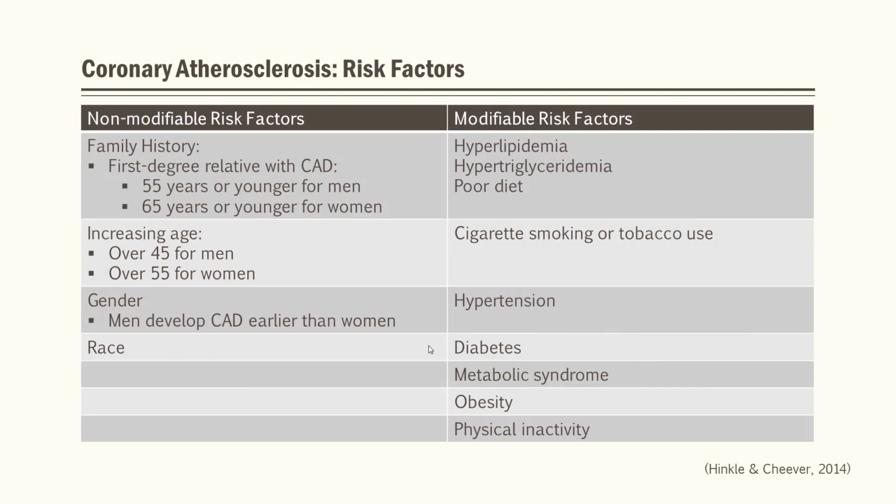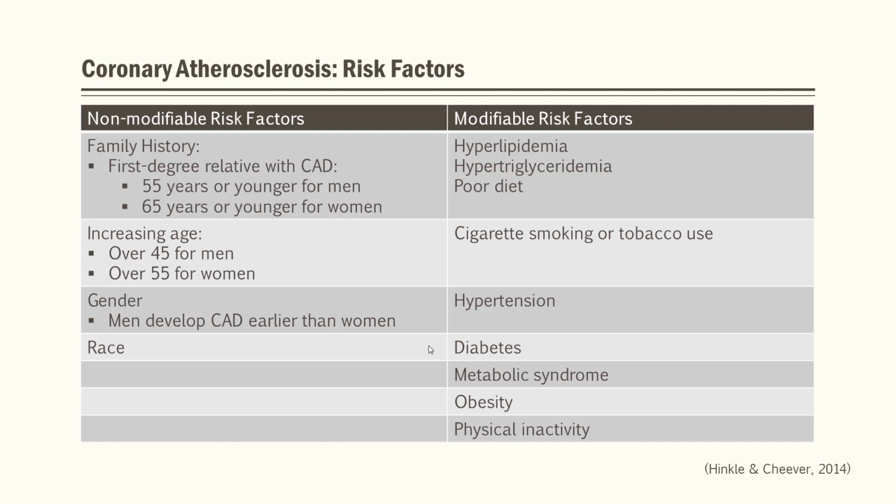So there are risk factors for coronary artery disease, and some we can't help. We can't help the family that we were born into. So if you have a first-degree relative that has coronary artery disease or had it, and by first-degree relative we mean mother, father, brothers, sisters, grandparents, something like that, and if that person was 55 years or younger for males or 65 for women. And then also increasing age.